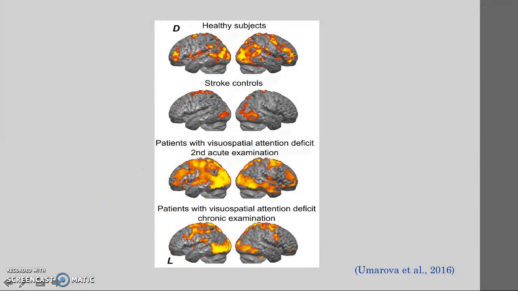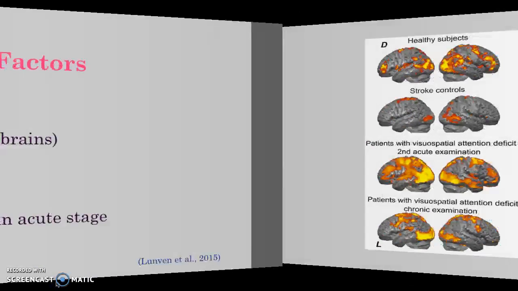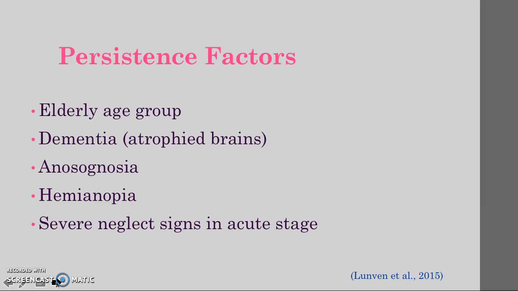And here's a picture of the functional connectivity of the right posterior and parietal cortex in the initial acute examination in patients with the visual neglect. Other neglect persistent factors include elderly age group, dementia, anosognosia, hemianopia, and severity of neglect in the acute stage.